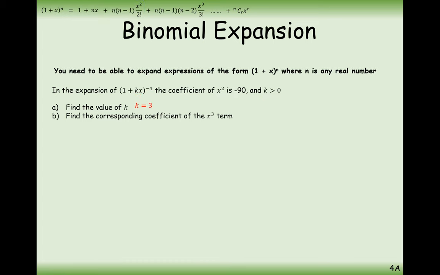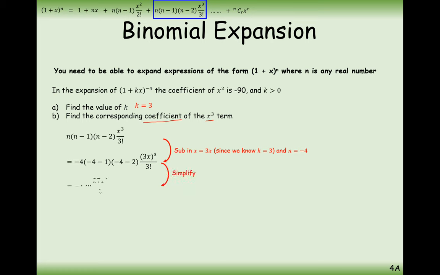Excellent. So part B now, find the corresponding coefficient of the x cubed term. The word coefficient just means the number that goes in front of the x cubed term. So pluck out the x cubed term in your binomial expansion. You don't need to do the whole thing. And let's substitute in n is equal to minus 4, and k is equal to 3, so x is equal to 3x now.